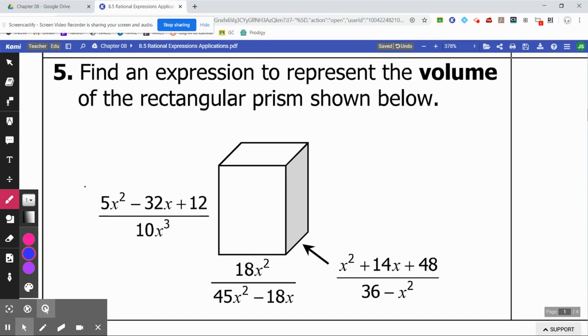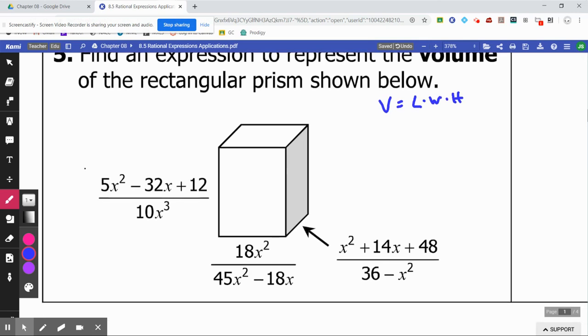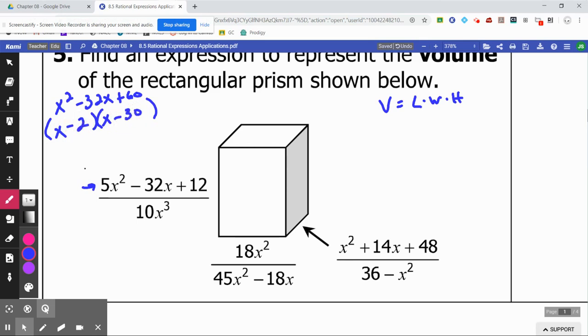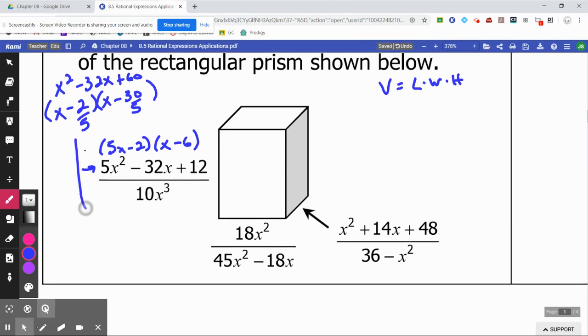Okay, number 5. Number 5 asks us to find the volume of this rectangular prism. The volume of a rectangular prism is length times width times height. It doesn't matter the order, but you're just multiplying all 3 of these measurements together. So before we do that, let's go ahead and factor. We're going to use our slip and slide factoring here. That's going to be x squared minus 32x plus 60. That's going to factor into x and x, a negative 2 and a negative 30. Divide everything by 5, and you now have 5x minus 2 and an x minus 6. On bottom, that will not factor, so this one's done.